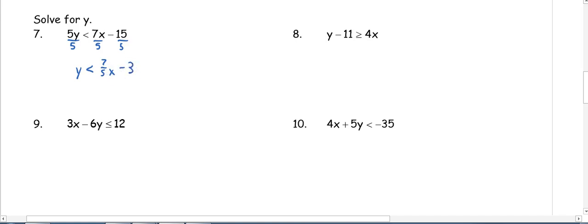Number 8, we have y minus 11 is greater than or equal to 4x. So to get y by itself, we're going to add 11 to both sides. Now remember that 4x and 11 are not like terms, so they're just going to get written next to each other, 4x plus 11.